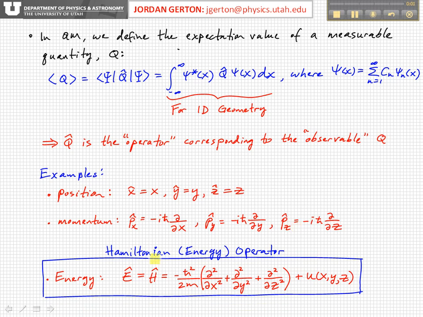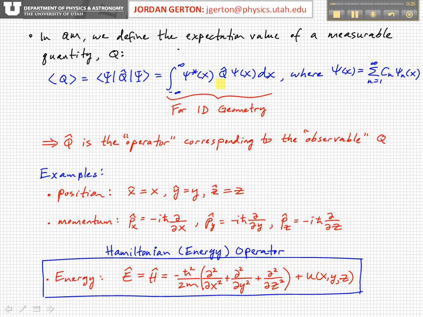Okay, so if we take this Hamiltonian operator and we apply it to our arbitrary wave function, and then we basically take the inner product of that with the wave function. So we multiply that by the complex conjugate of the wave function, and we integrate over all space.